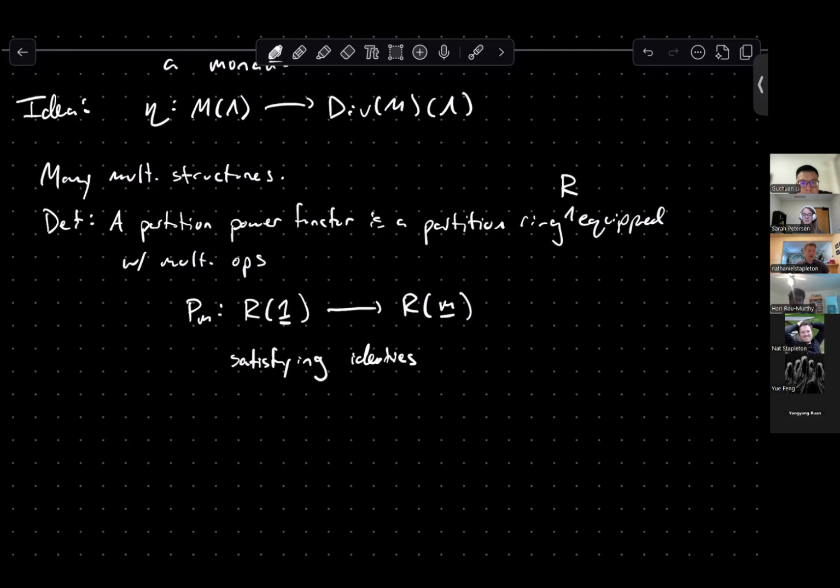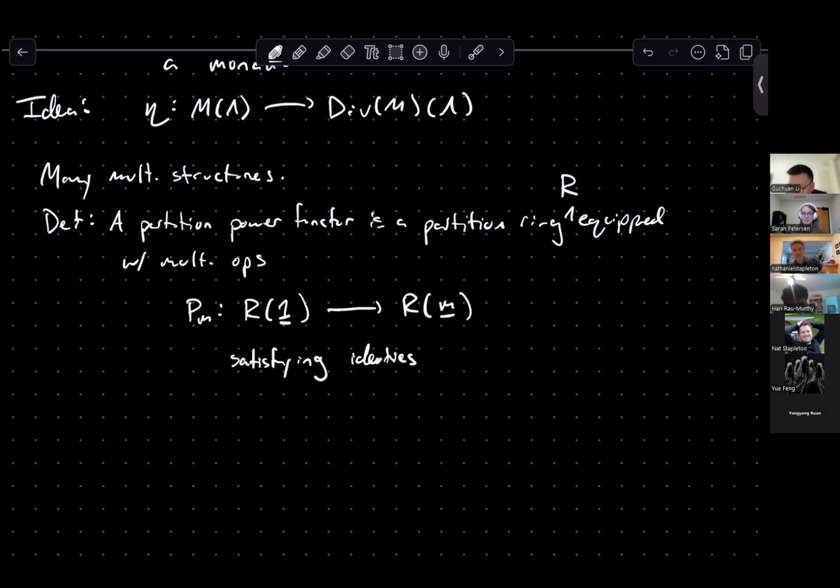The identities are the kinds of things that we're used to, right? The value of the power operation on 0 has to be 1. P0, which goes from R of 1 underline to R of 0 underline, has to be the constant function at 1. And then I need to know how it behaves on sums, and it needs to restrict properly to external tensor products of lower power operations. Those kinds of things, the kinds of things we're used to.